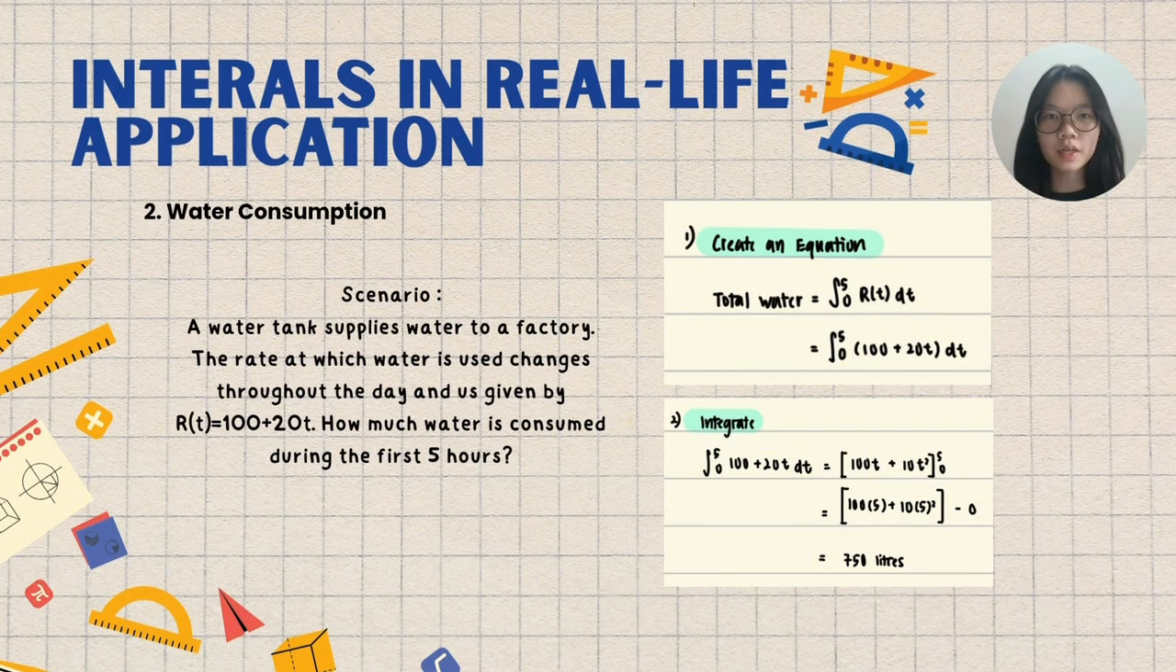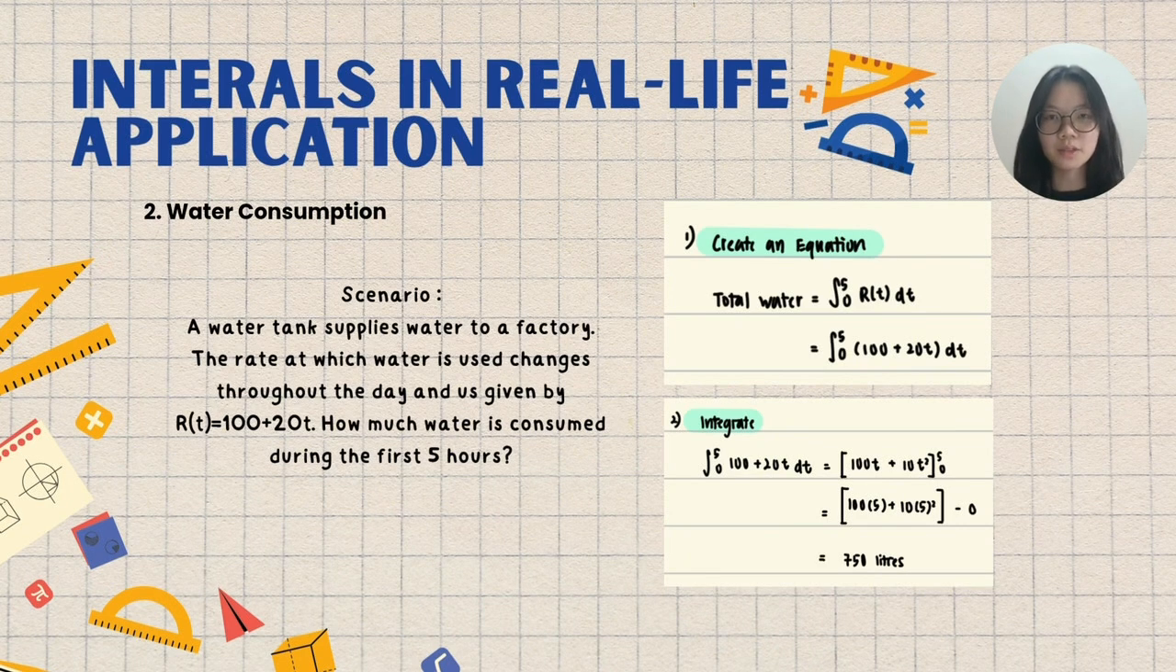Suppose a factory uses water at a changing rate given by R(t) equals 100 plus 20t, where t represents the time. We want to calculate how much water is consumed during the first 5 hours. Because the rate changes continuously, simple multiplication is not accurate. Instead, we can integrate the rate.